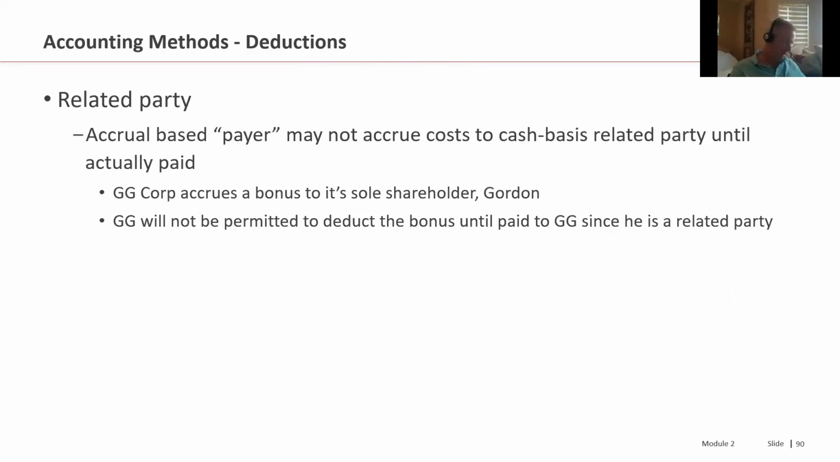Okay. So there are exceptions for related parties. An accrual-based taxpayer may not accrue costs to a cash basis related party taxpayer until they're actually paid. And the big example of this is if a corporation accrues a bonus to one of its shareholders, it's not allowed to deduct that bonus until it's actually paid because he's a related party.